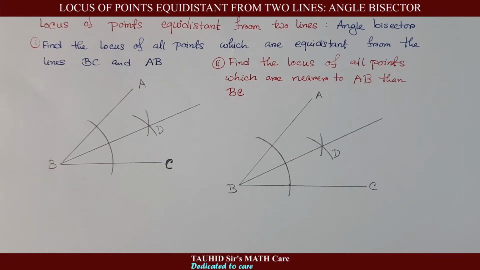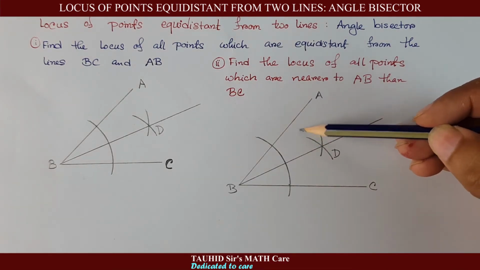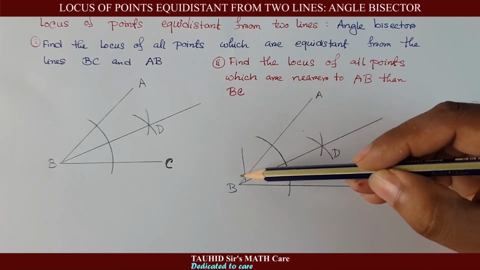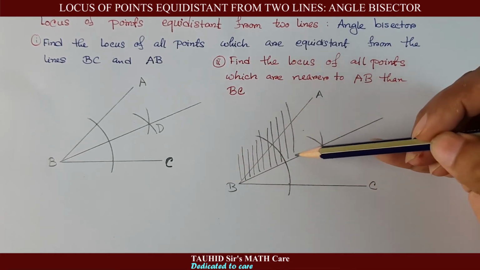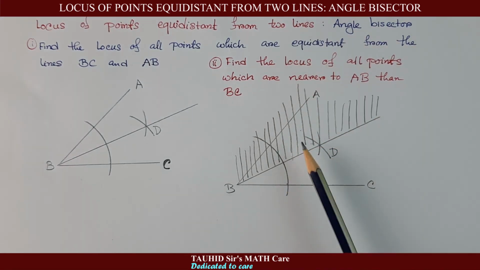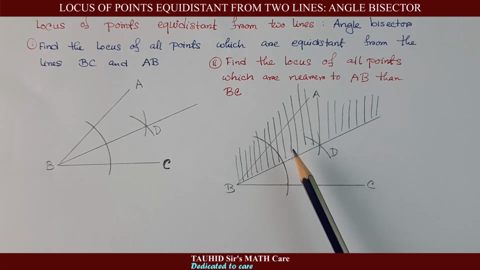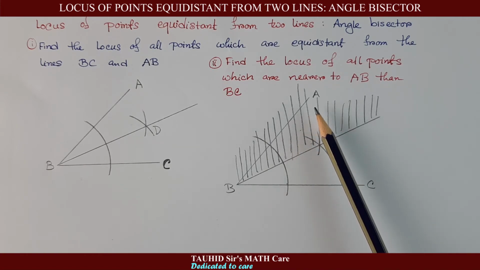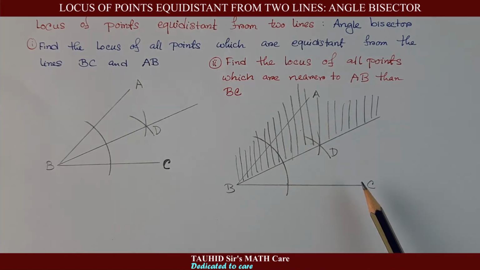Now what should we do to satisfy question number 2? We need to find the locus of all points which are nearer to AB than BC. That means if we think this point is nearer to AB, this is far from BC. So we will shade this region, that side of BD which is nearer to AB. This shaded region is our desired locus. All points in this region are nearer to AB than BC.